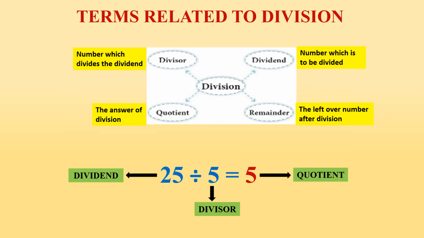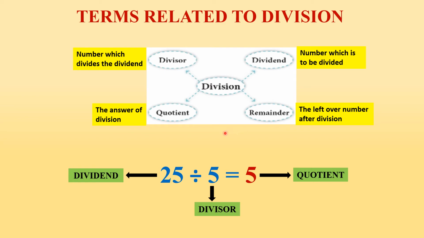Terms related to division. There are 4 terms related to division. The number which divides the dividend is the divisor. The number which is divided is the dividend. Then the answer of division is the quotient and the leftover number after division is called the remainder.